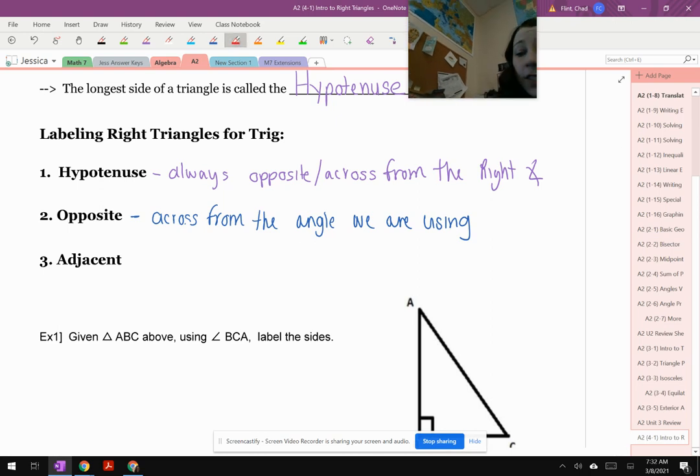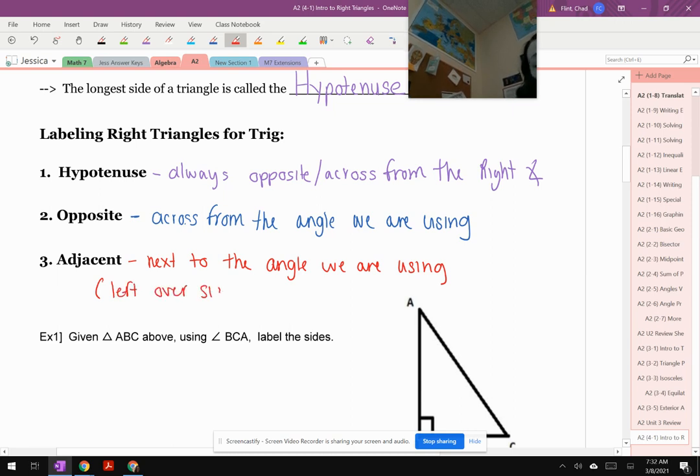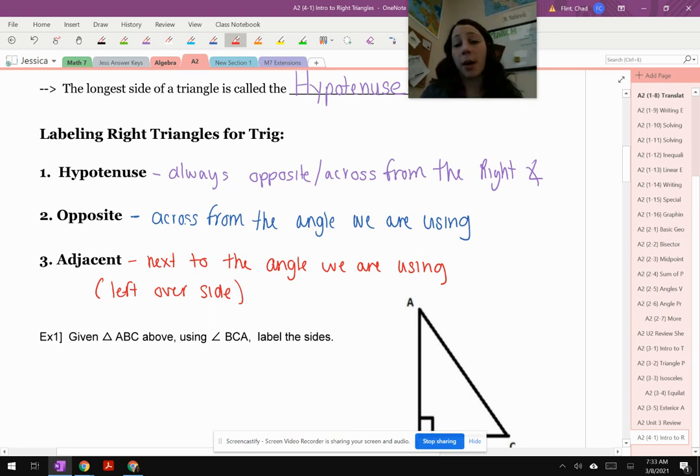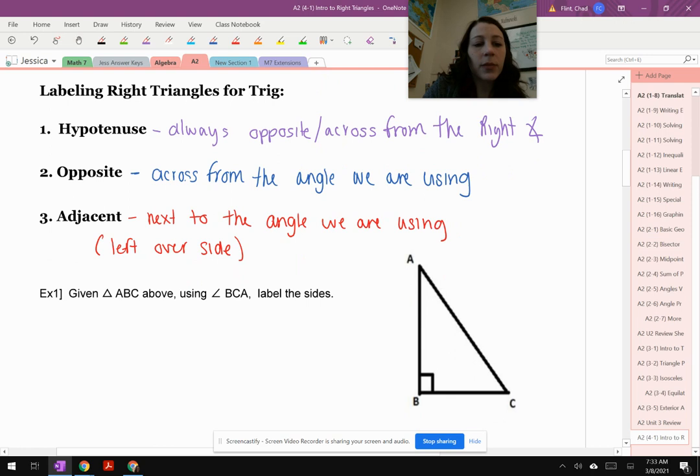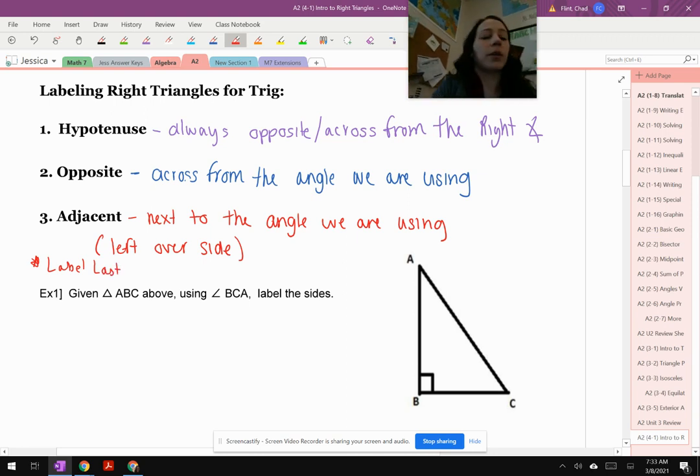And adjacent means next to the angle we're using. It's always going to be that leftover side after you label the hypotenuse and the opposite side. The remaining one will be the adjacent one. I'll just make a note here to label this one last. Boom. There we go.